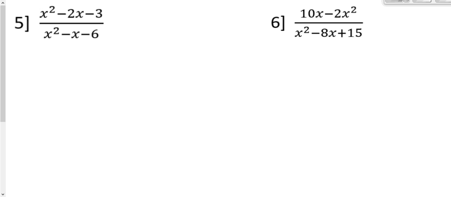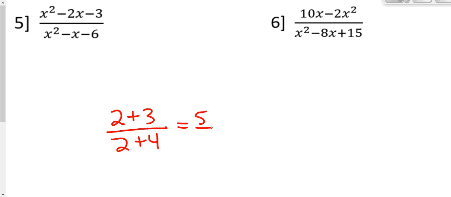Here's number 5. So remember, you cannot do this. X squared, cancel, cancel. Why can't I do that? Because we have to only cancel factors, things that are multiplied, not things that are added or subtracted. Let me show you an example of what would happen if I canceled things that are added or subtracted. Here's just a really simple example. Let's say I had 2 plus 3 divided by 2 plus 4. Well, it should be 5/6. I think we could agree if you simplify it properly.